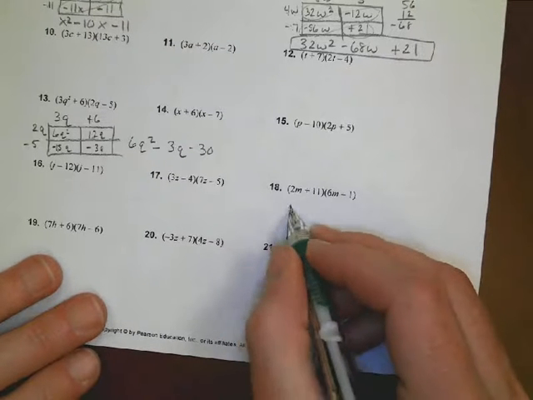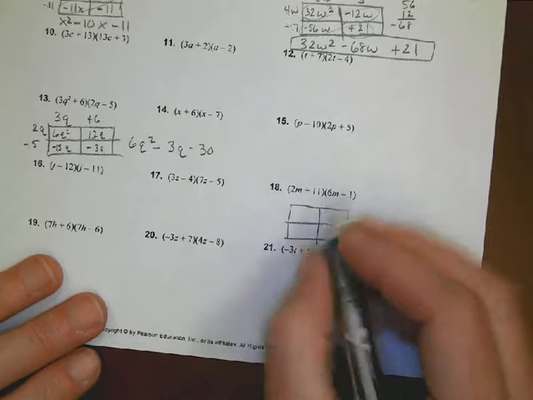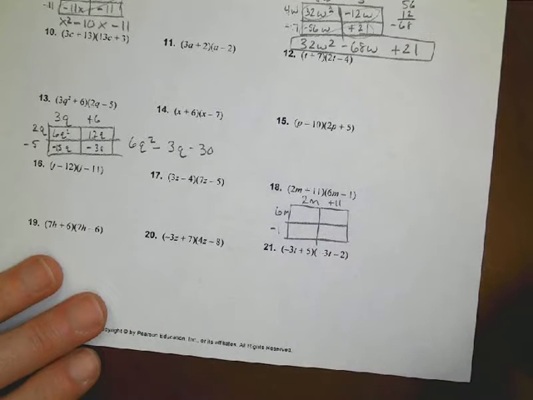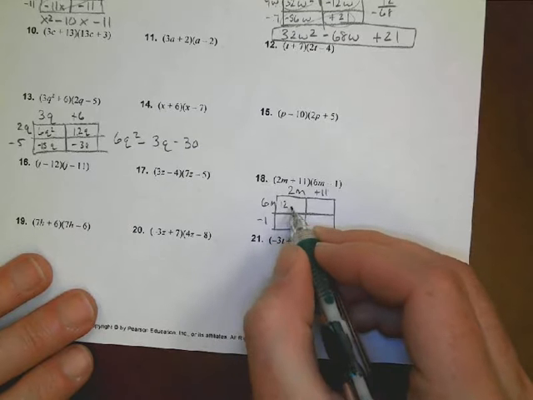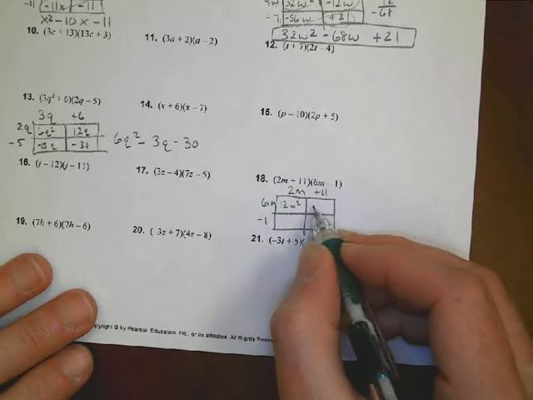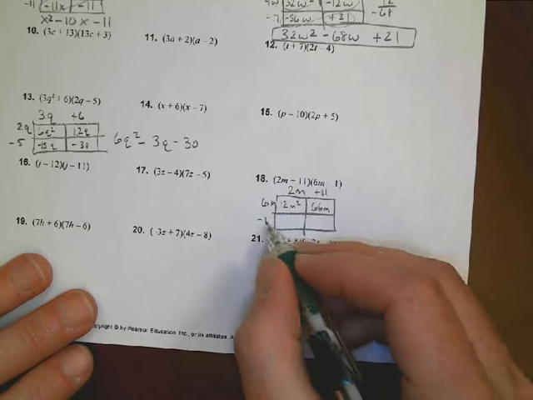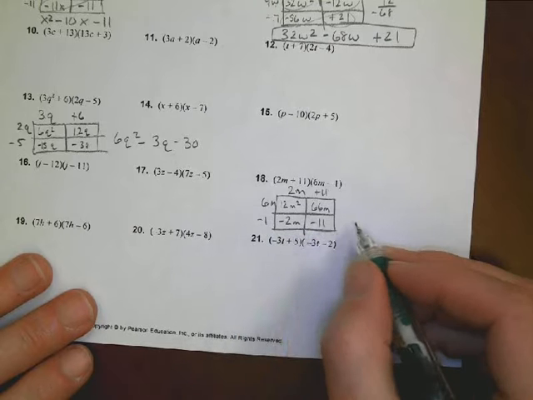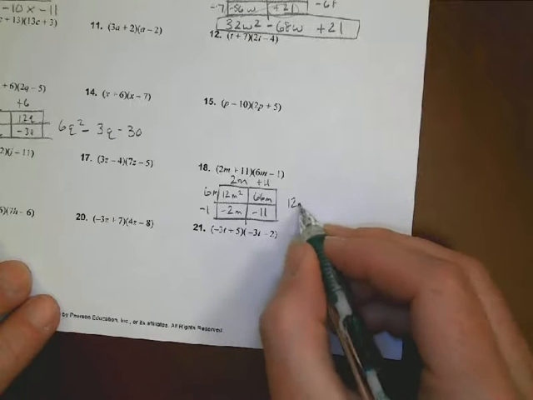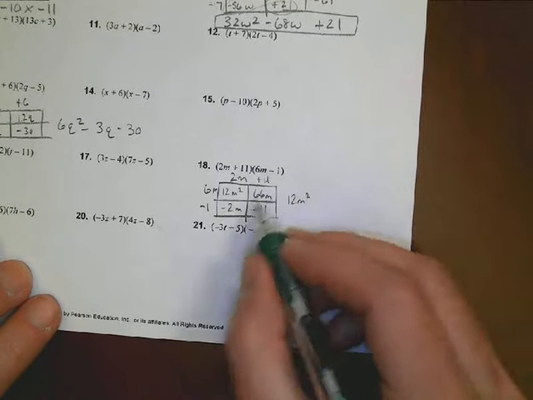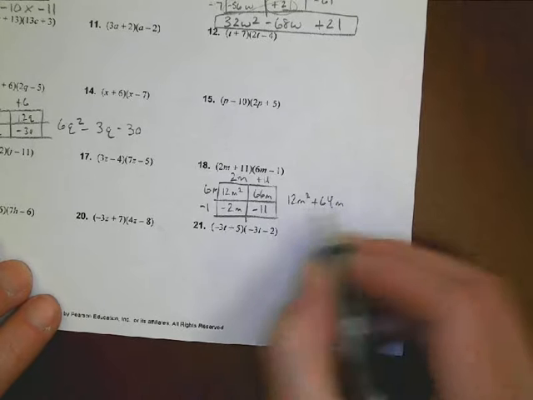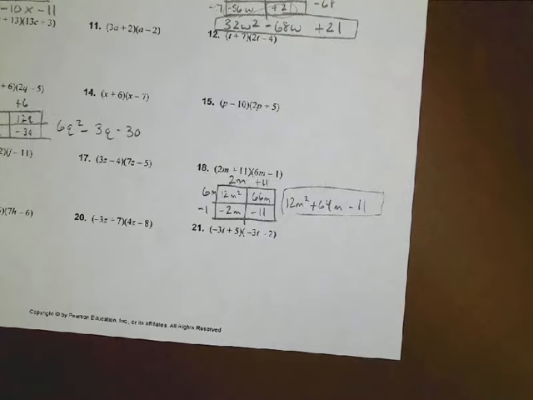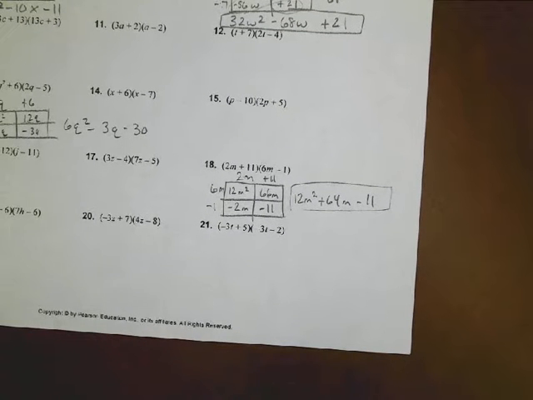I have, again, my box, and 2m plus 11, 6m minus 1. 2 times 6 is 12m squared. 11 times 6 is 66m. 2m times negative 1 is negative 2m. And 11 times negative 1 is negative 11. So again, when I put all that back together, I have 12m squared, 66 minus 2 is a positive 64m, minus 11 for my solution for number 18. And you can do the same thing for the rest of those problems there as you work that out.